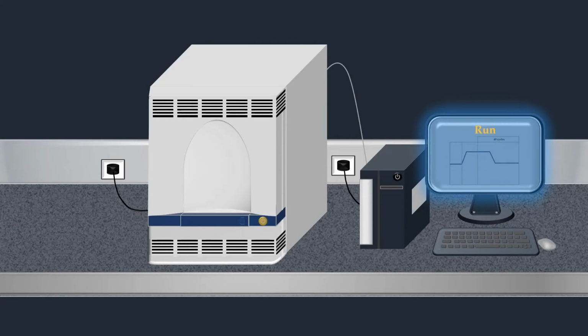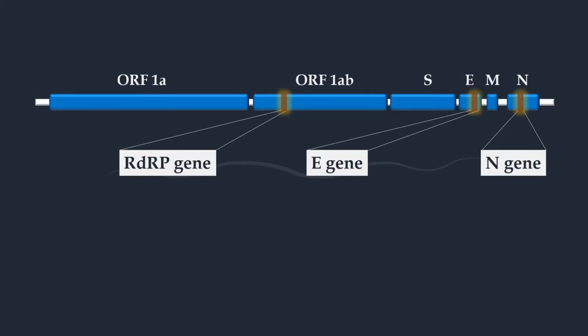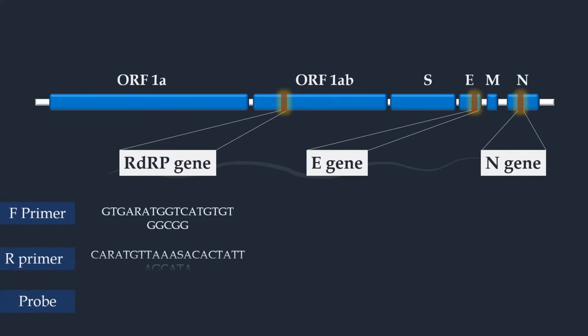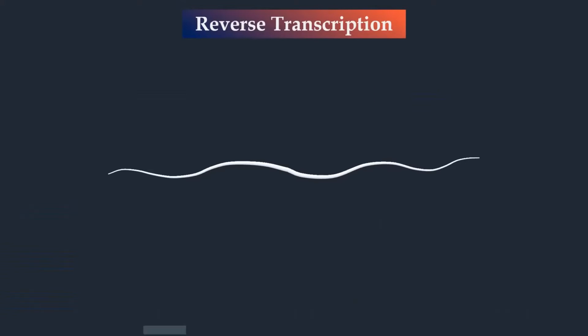Real-time RT-PCR is used for the detection of the new coronavirus 2019 by the amplification of target sequences in the RdRp gene, the E gene and the N gene. The choice of the target gene depends on the primers and the probe sequences. The first step in RT-PCR is reverse transcription.